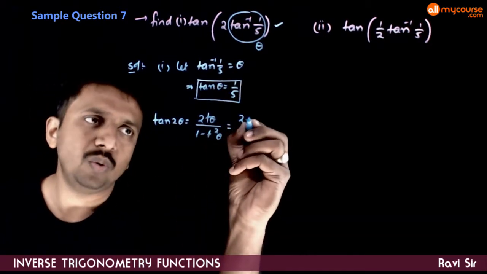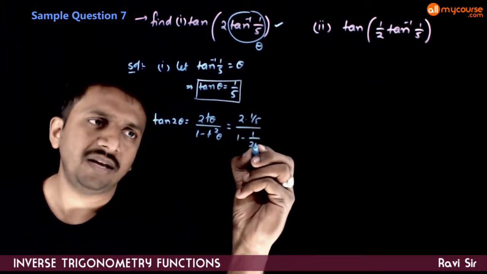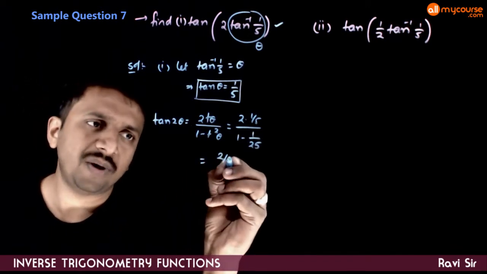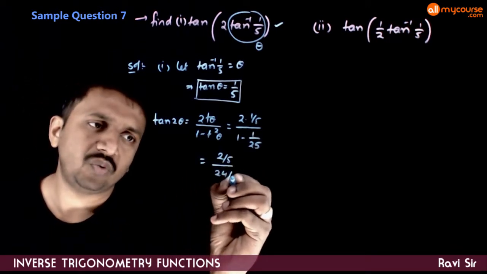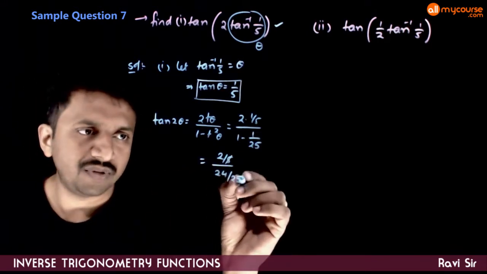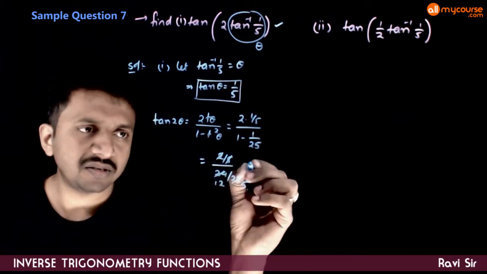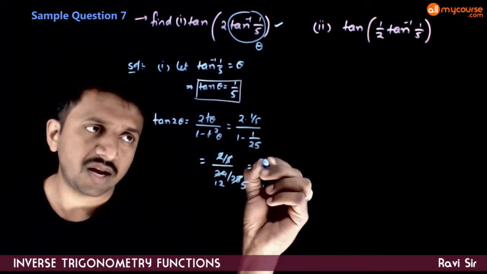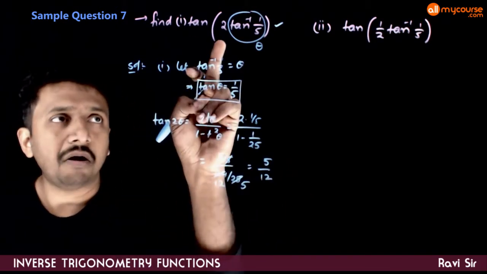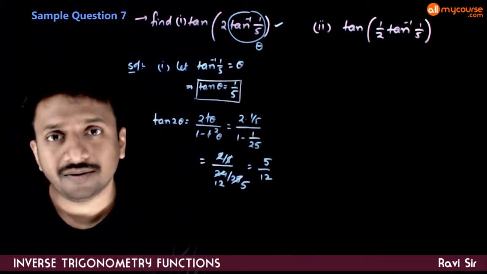That is equal to 2 times 1 by 5 by 1 minus 1 by 25. That is equal to 2 by 5 divided by 24 by 25. So this gets cancelled 5 times, it's cancelled 12 times, so 5 goes up, so you get 5 by 12 as the answer. So tan of 2 tan inverse 1 by 5 will be equal to 5 by 12.